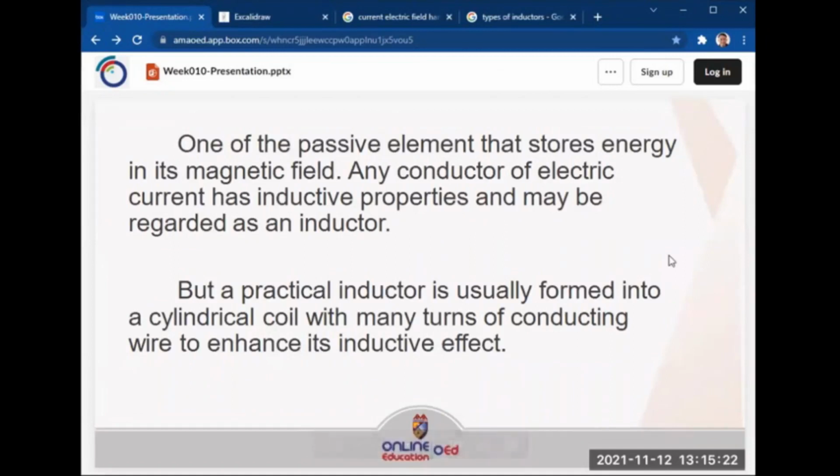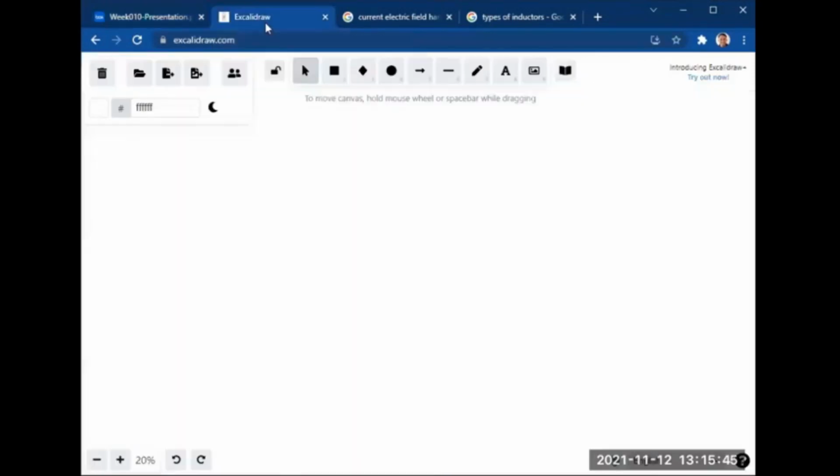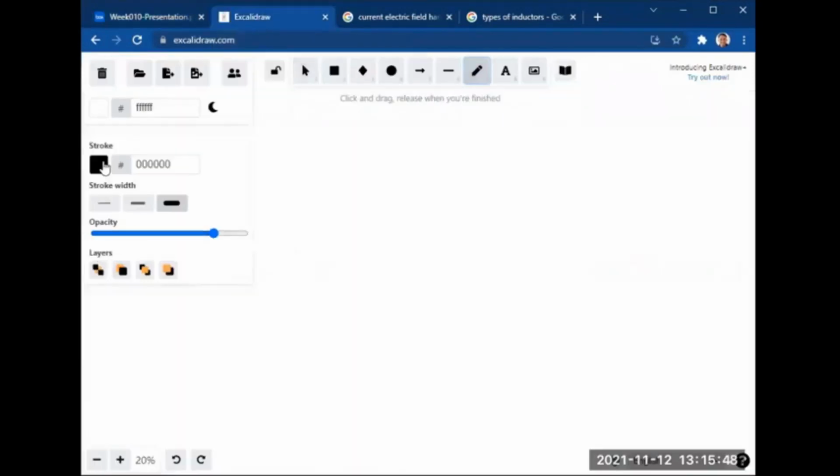Introduction. An inductor is a passive element that stores energy in its magnetic field. Any conductor of electric current has inductive properties and may be regarded as an inductor. But a practical inductor is usually formed into a cylindrical coil with many turns of conducting wire to enhance its inductive effect.